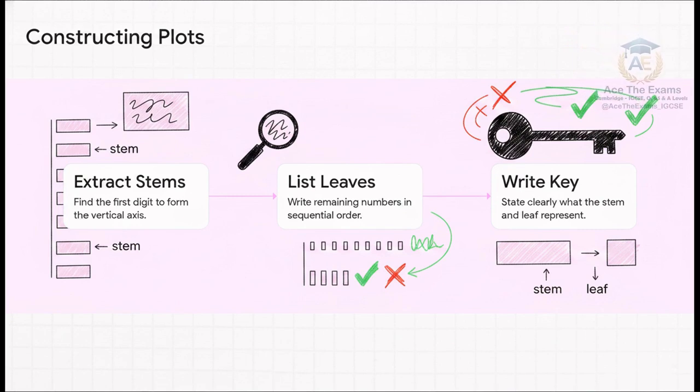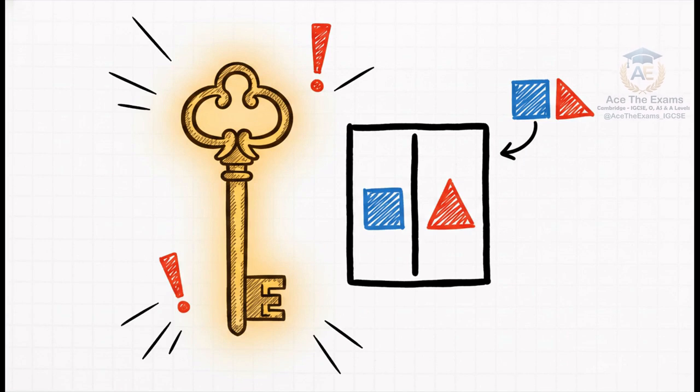And step 3, write the key. And I need to emphasize this heavily, incredibly heavily. Defining the key is the number 1 most forgotten step that costs students points on the Cambridge 0580 exam. For example, key 2 line 5 means 25. Without this key, your diagram is just meaningless numbers floating on a page. To an examiner, 2 line 5 could mean 2.5. It could mean 250. You must tell them exactly what the stem and the leaf represent. If you build the perfect order diagram but forget this single line of text, you will drop a grade boundary. Do not let that happen.